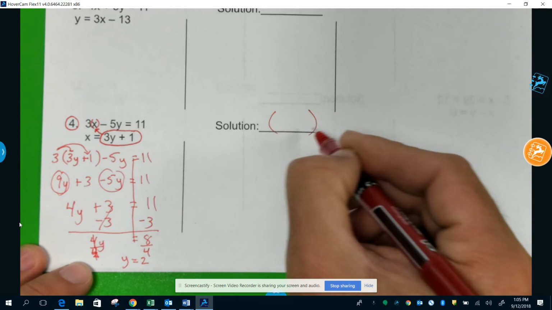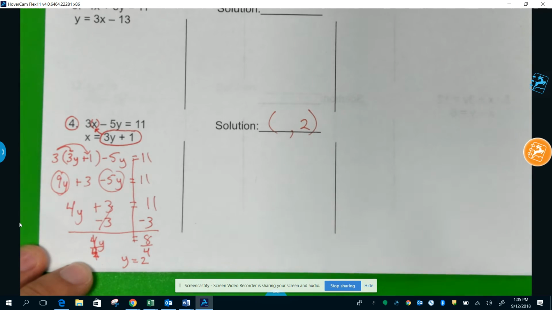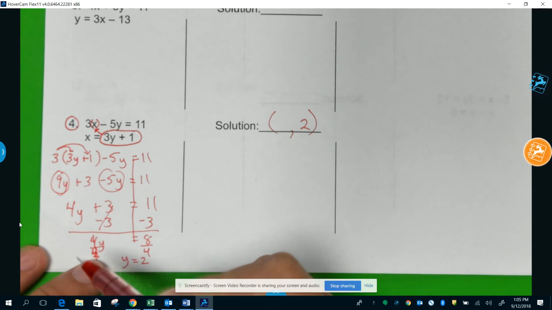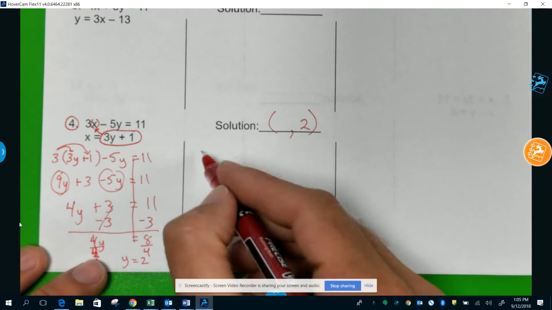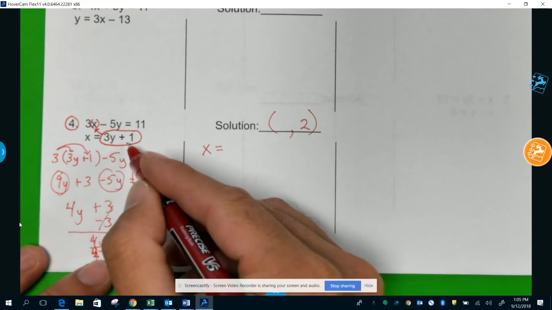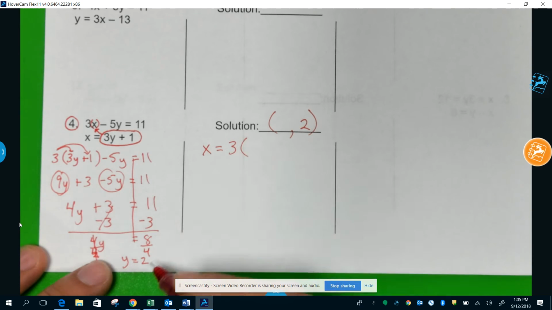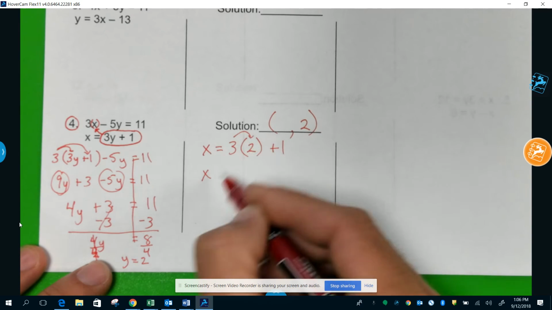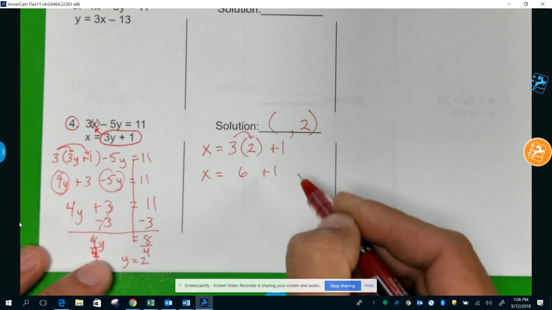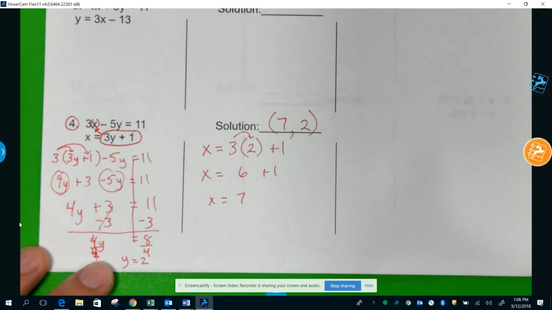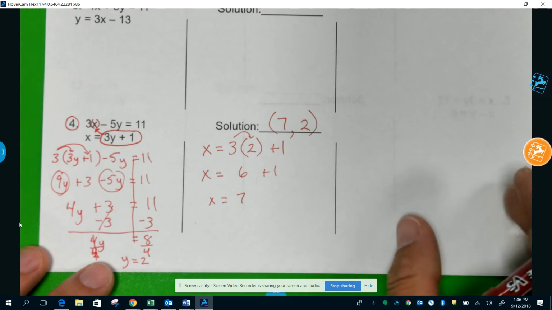So my y value is 2, so that goes on the right side. Now once I know my y, I need to plug this 2 into either equation to solve for x. The best equation to choose is going to be the bottom equation because it's already in x equals. So instead of x equals 3 times y plus 1, it's going to be x equals 3 times 2 plus 1. We do 3 times 2, we get 6 plus 1, so x is going to equal 7. So my solution there is 7, 2. My x is 7, my y was 2.